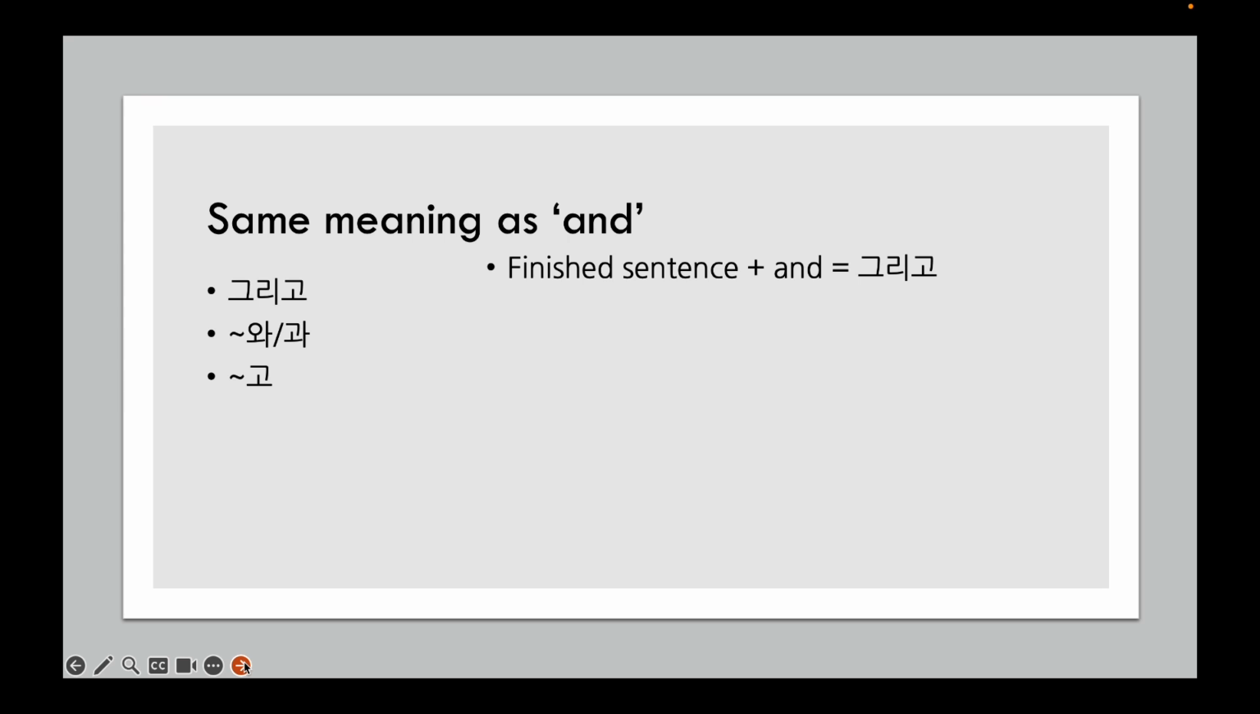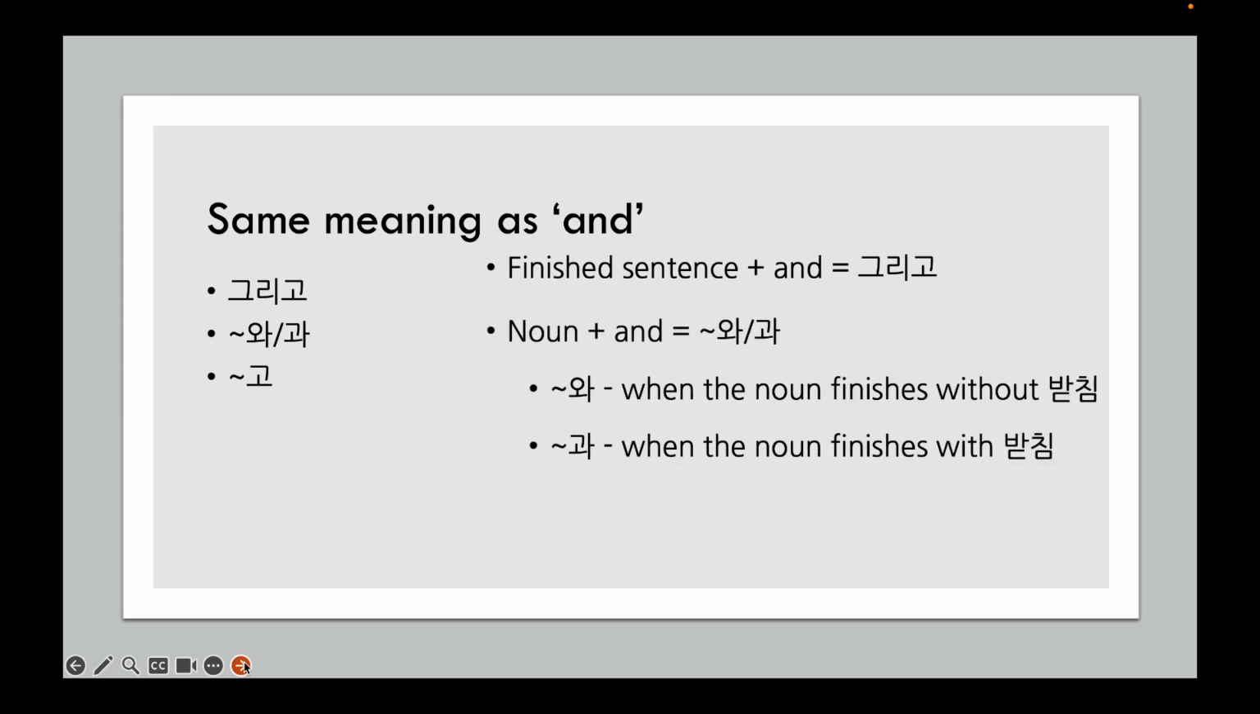If it is a finished sentence with "and", then we use 그리고. However, if we use "with" and, then 뭐뭐와 뭐뭐과 will be used as the meaning of "and". So 뭐뭐와 will be used when the noun finishes without 받침. I assume that you know 받침. Then we will use 뭐뭐와. However, when there is a 받침 in the noun before "and", then 뭐뭐과 will be used.